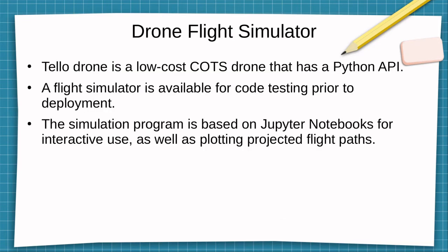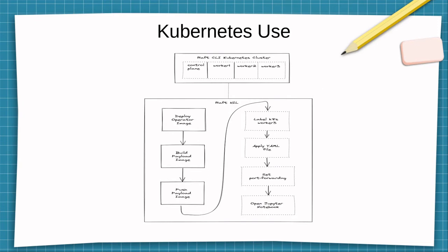For this demo, we will be using a Tello drone, which is a low-cost drone that's often used in education. One benefit of the Tello is that it has a Python API, which allows scripting of a flight path. A simulator program is available to test the scripted flight path prior to deployment to the drone. Since the simulator is based on Jupyter notebooks, the parameters can be modified and immediately checked. The simulator not only shows the textual results of the commands, but can also show the projected flight path via graphical plots.